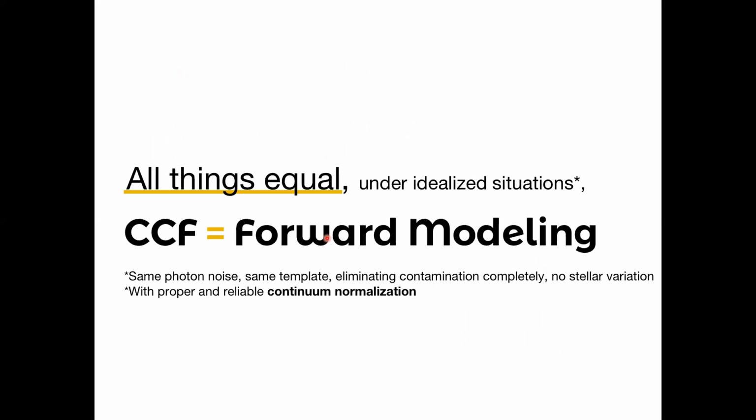When all things are equal, under idealized situations, CCF performs as well as forward modeling. Both methods could reach photon-limited precision. Okay, there is no fundamental limitation per se in, say, algorithmic parts of those two standard methods. When you have the same photon noise, you're using the same stellar template, you're eliminating perfectly well all the contamination, there is no intrinsic stellar variation, and also you're properly and reliably doing the continuum normalization, then you're going to get the same correct photon-limited radial velocity using either of those two methods when you apply those two algorithms properly.